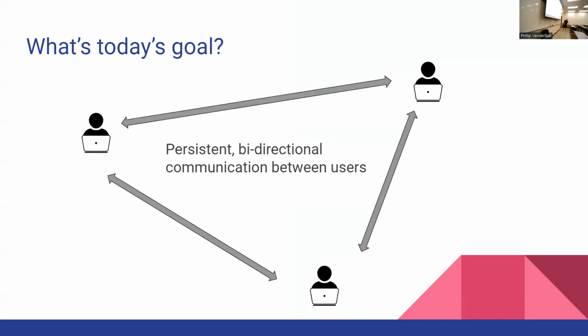So today's goal is persistent bidirectional communication between users. Here you see there's three users and they're all just talking to each other. They can send information to each other at any time.